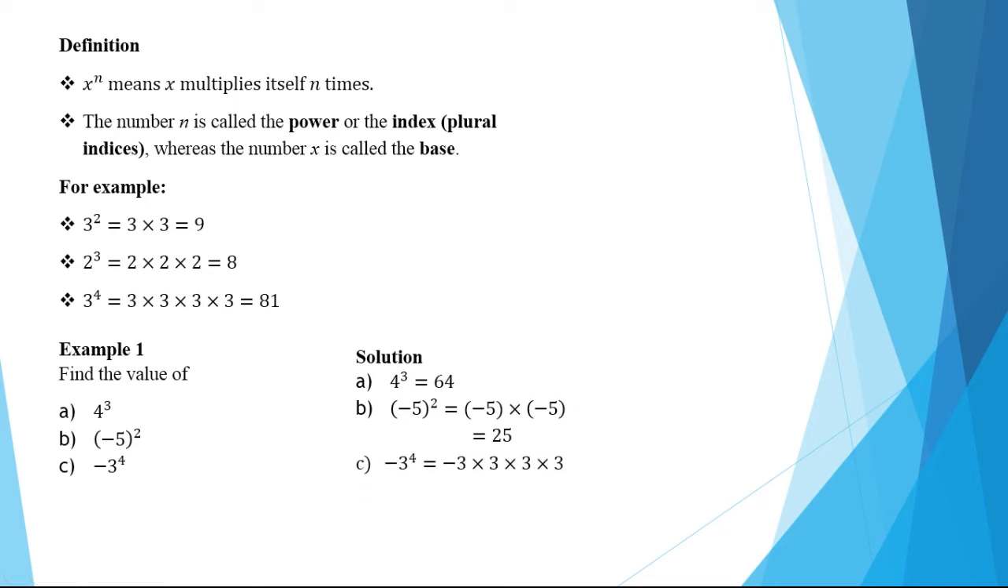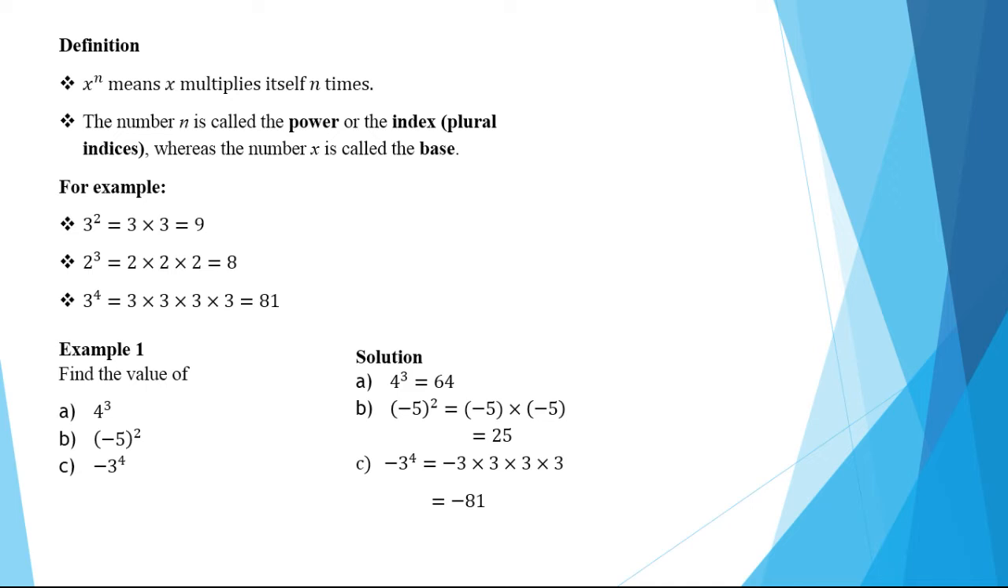The next one is negative 3 to the power 4, which is equal to, here the negative is outside, it's not in the bracket. So we'll write the negative alone, then we write the 3 multiplying itself 4 times: 3 times 3 times 3 times 3. And this gives us negative 81. Okay, that's how we work out indices.